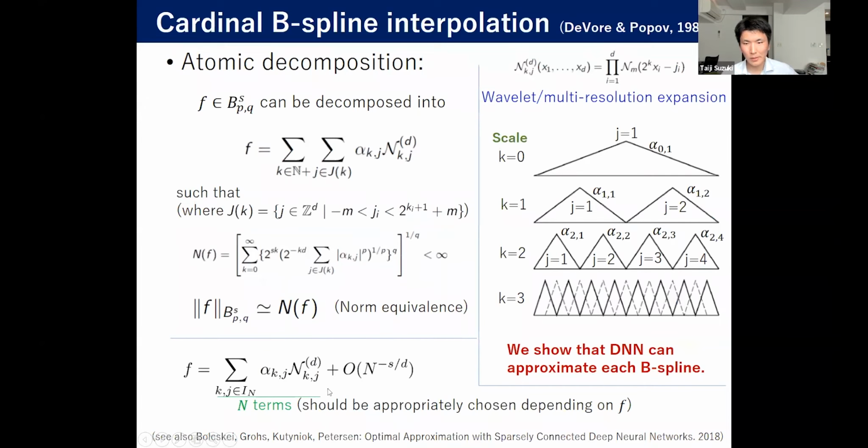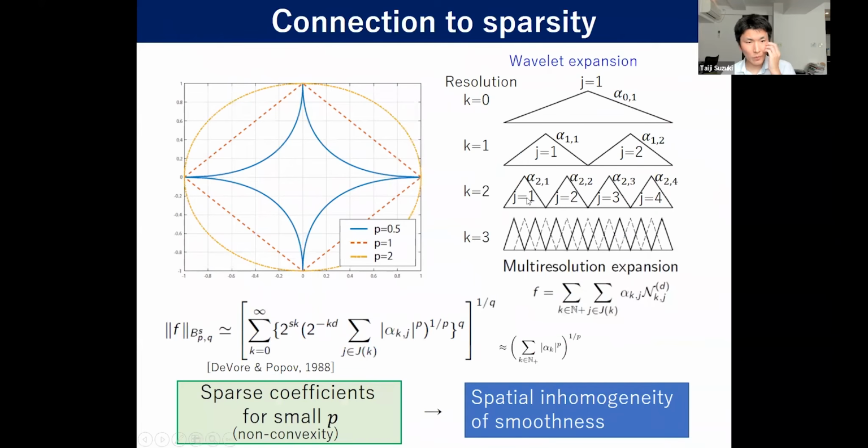Okay, so after that, we need to show that this cardinal B-spline can be well approximated by the deep neural network. Then we can conclude the proof. An interesting point here is that, as I said, the function f in the Besov space can be expanded by using wavelet expansions. And also there is a norm equivalence like this.